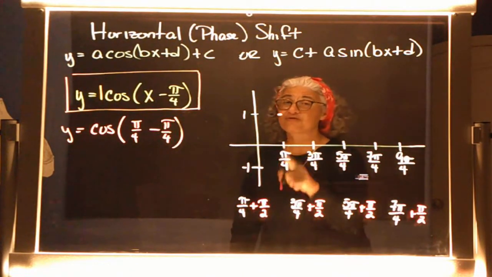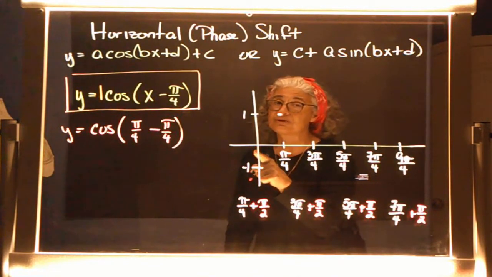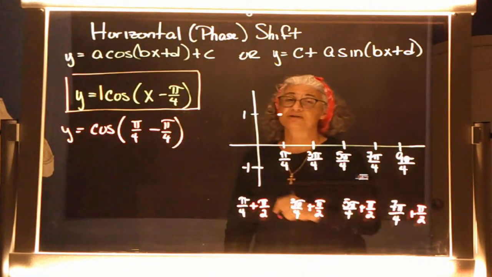Remember, that's at pi over 4. Don't put it over here. We didn't start at 0, so don't even put the 0 on your graph. That's going to mess you up. Pi over 4, we got a 1.